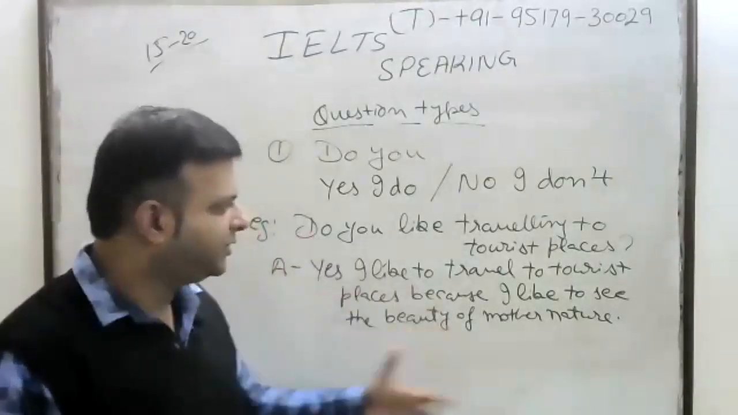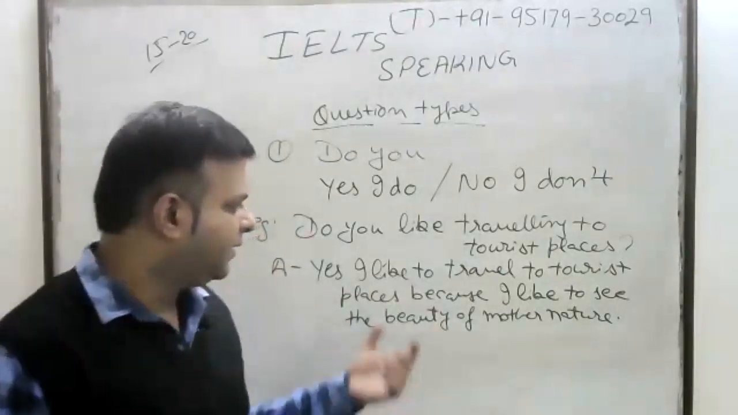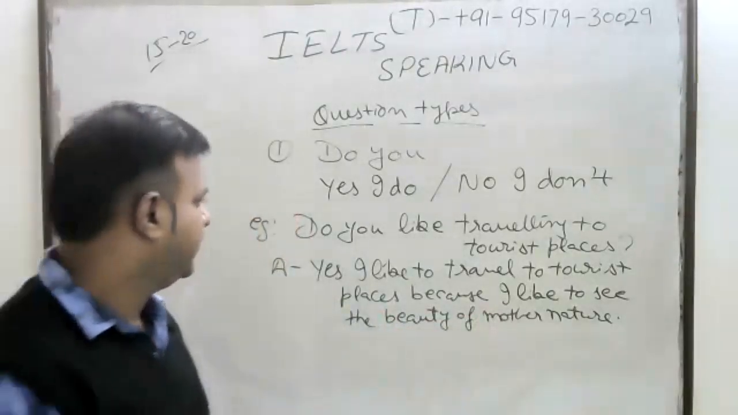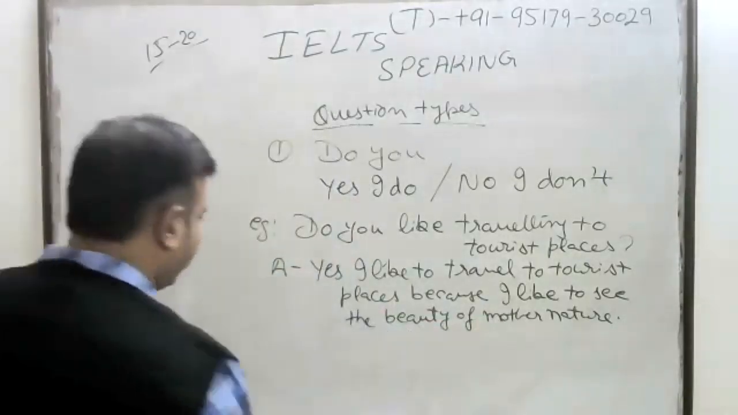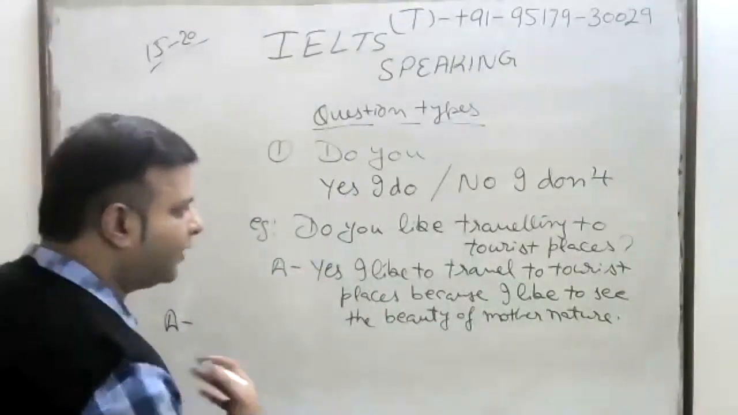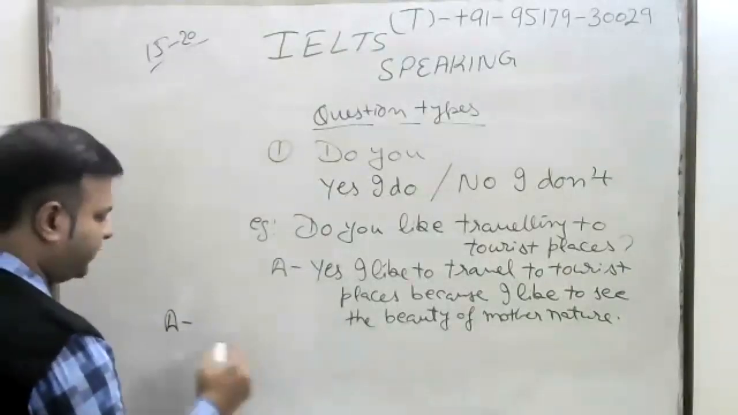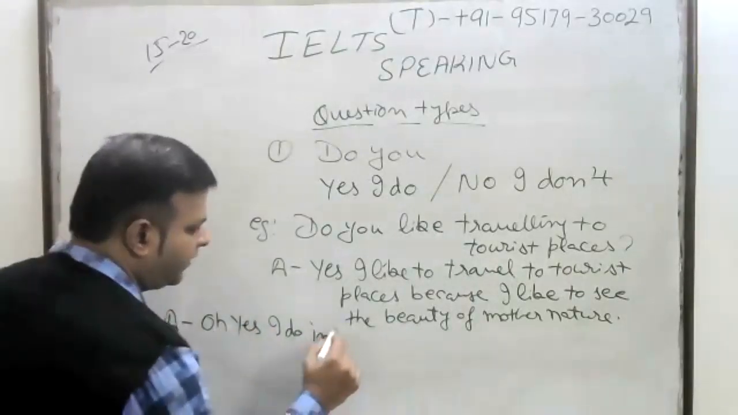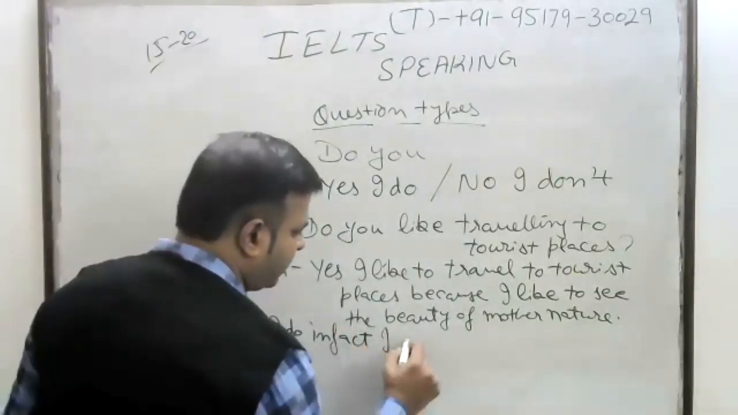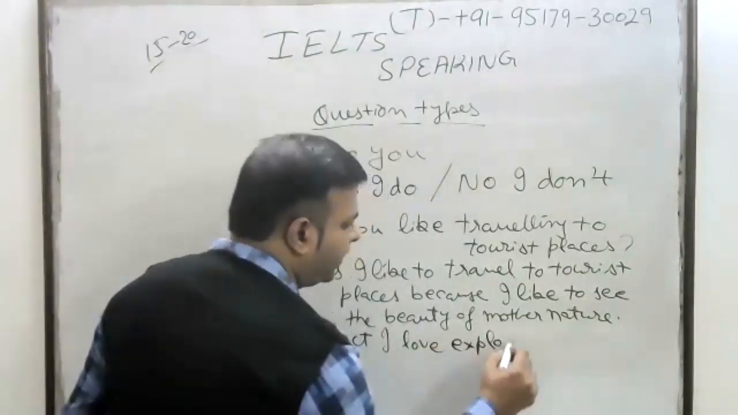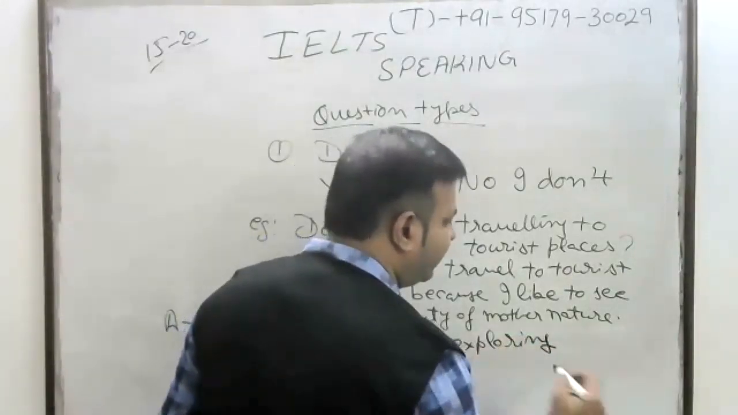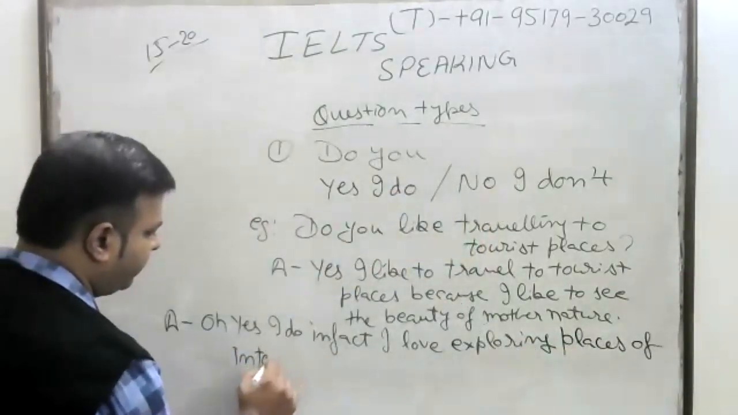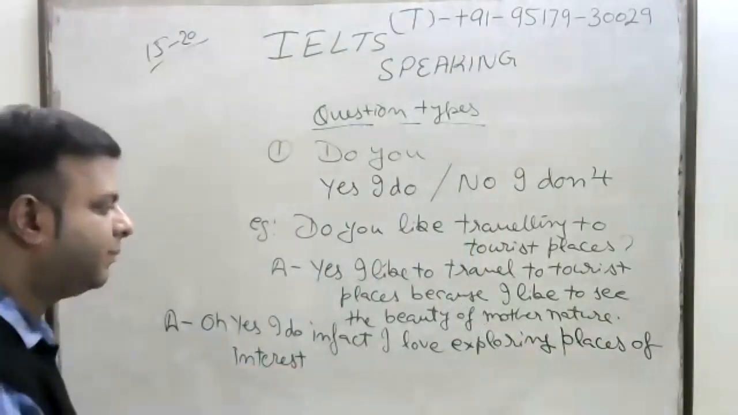Right? As you can see, the repetition is sounding. You have just made a complex sentence, but it's with repetition. In spite of this, right? If I can just write here underneath, I'll just write answer. Do you like traveling to tourist destinations? Right, so tourist places. Oh yes, I do. In fact, I love exploring places of interest.